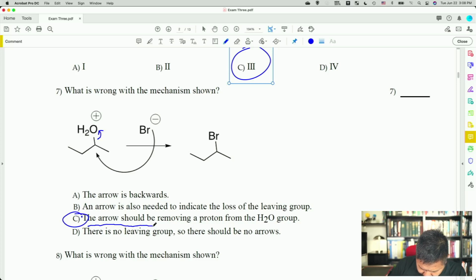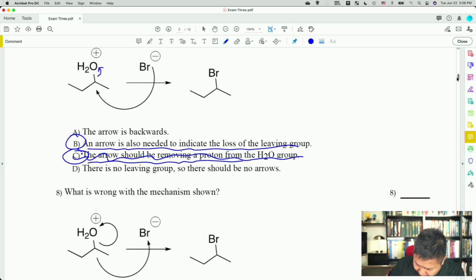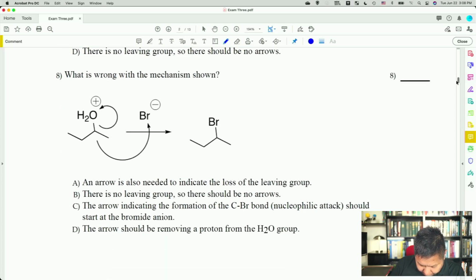The arrow should be removing a proton from... No, that's not right. I read that one wrong. It should be this one. B. An arrow is needed to indicate the loss of the leaving group. Yeah, sorry. That's a mistake I made here on the solutions video, not a mistake in the grading of the exam. Okay, so yeah, B. Me reading the answer choices too fast, I guess.